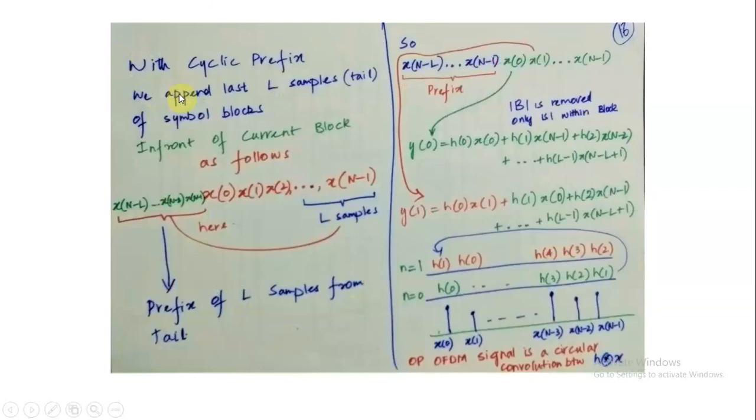With the cyclic prefix, what we do is we append the last L samples. These are the tails of the samples of the symbol blocks, placed in front of the current block as follows.